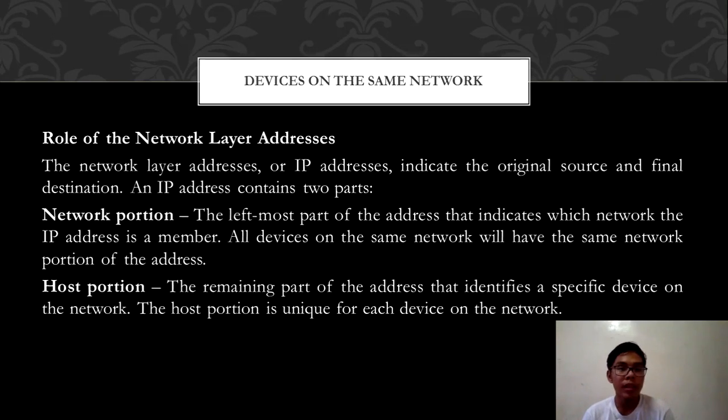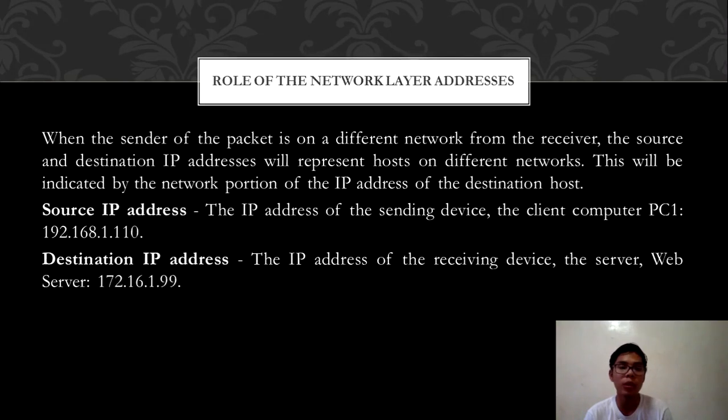The network layer addresses, or IP addresses, indicate the original source and the final destination. An IP address contains two parts: the network portion, the leftmost part of the address, which indicates which network the IP address is a member of, and the host portion, the remaining part of the address, which identifies a specific device on the network.